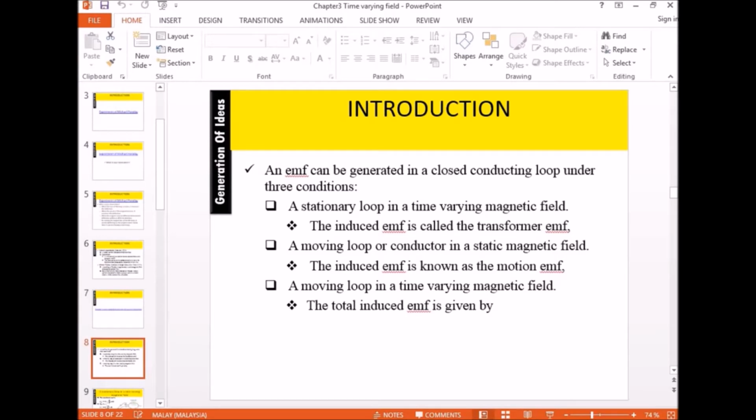For this one, the conductor is moving, very easy. It is called motion EMF. When there is something moving, it is motion. When there is nothing moving, then it is transformer EMF. You must be able to differentiate both of them. And the last one, a moving loop in a time-varying magnetic field. This one is actually the combination of these two, when the loop is moving and the magnetic field is changing with respect to time. Any questions about the definition of this EMF?